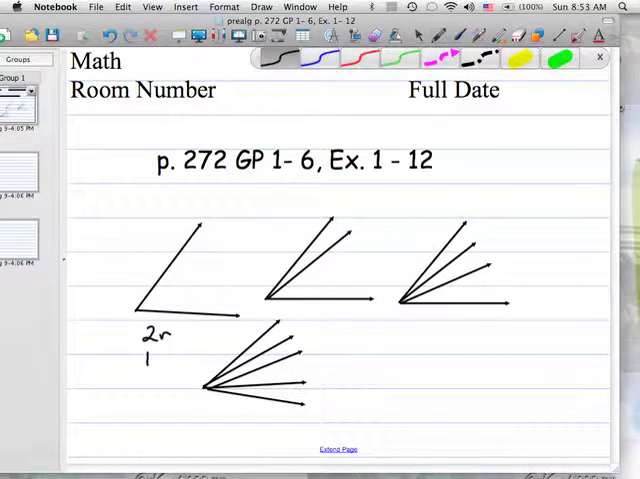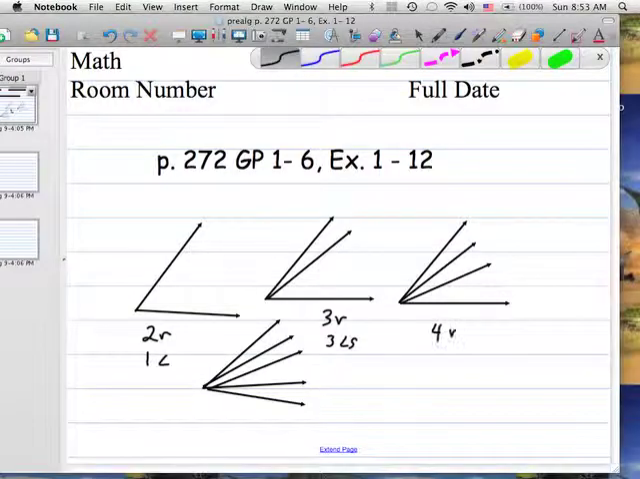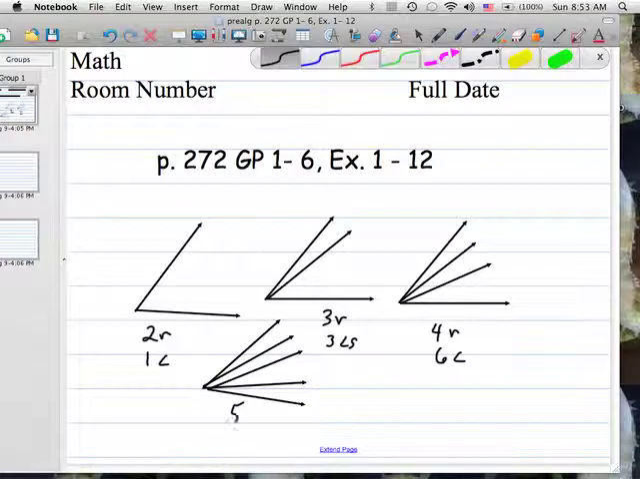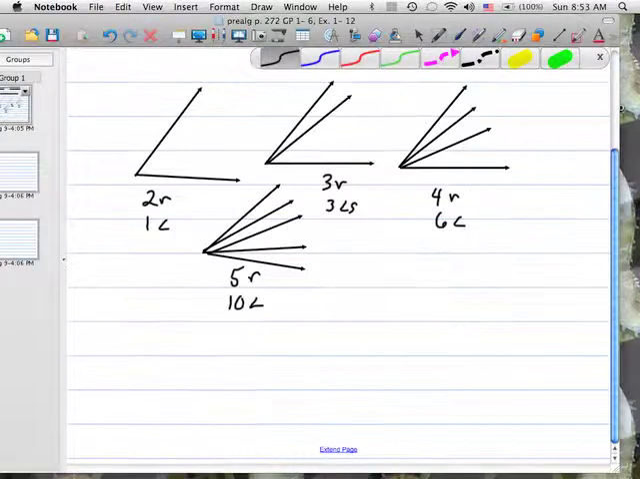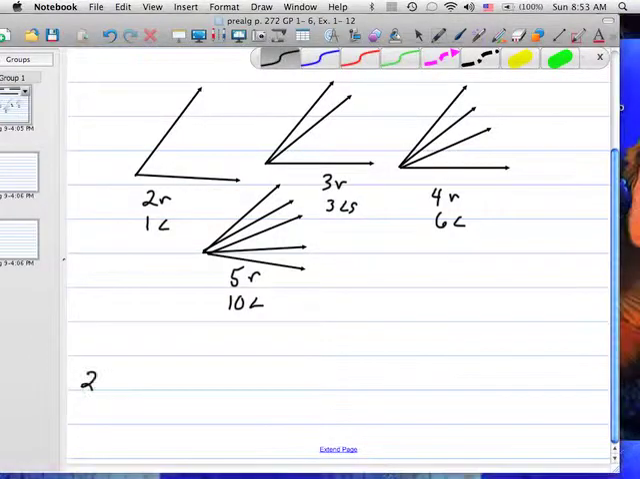angles. So 2 rays, 1 angle. This one has 3 rays, 3 angles. This one has 4 rays, 6 angles. And this last one has 5 rays and 10 angles. You don't have to write this down. We're trying to figure out what's happening here and see if we can figure out a pattern.